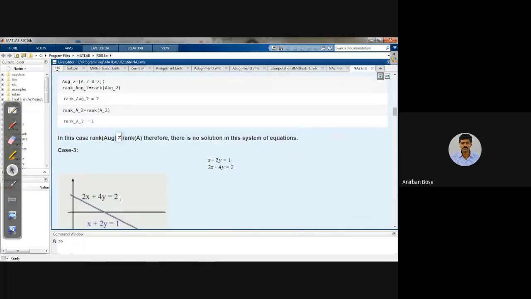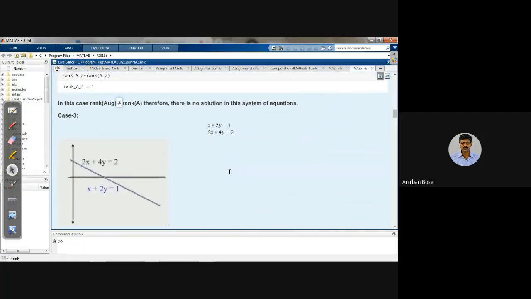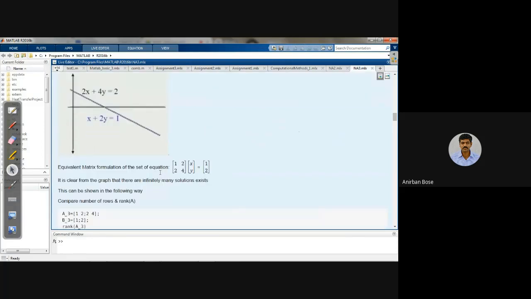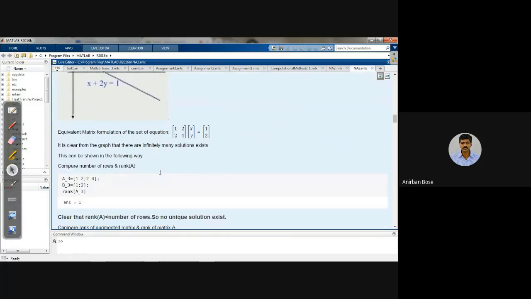Okay. In case 3, we have taken another set of equations, and if you plot, you will see that both the straight lines will actually coincide, one over the other, because they are basically the same equation written. So if you do the same thing, first you check the rank. Rank is 1, which is less than the order of the matrix, so no unique solution exists.